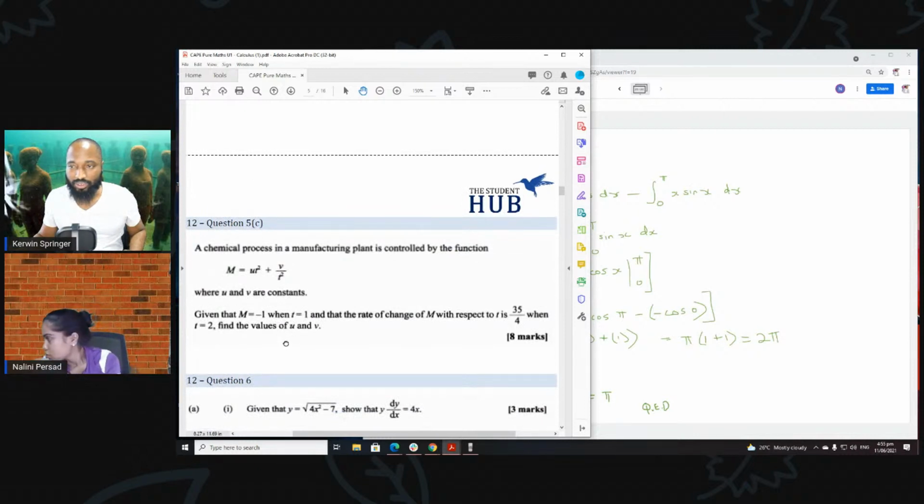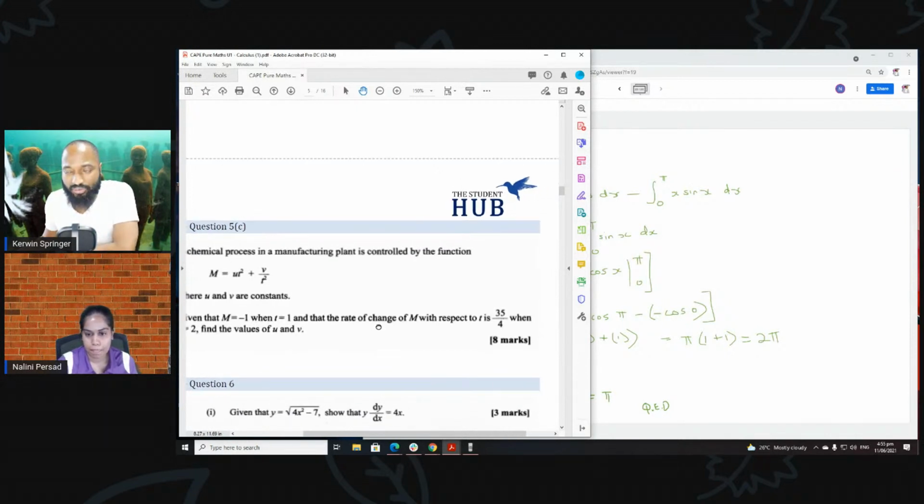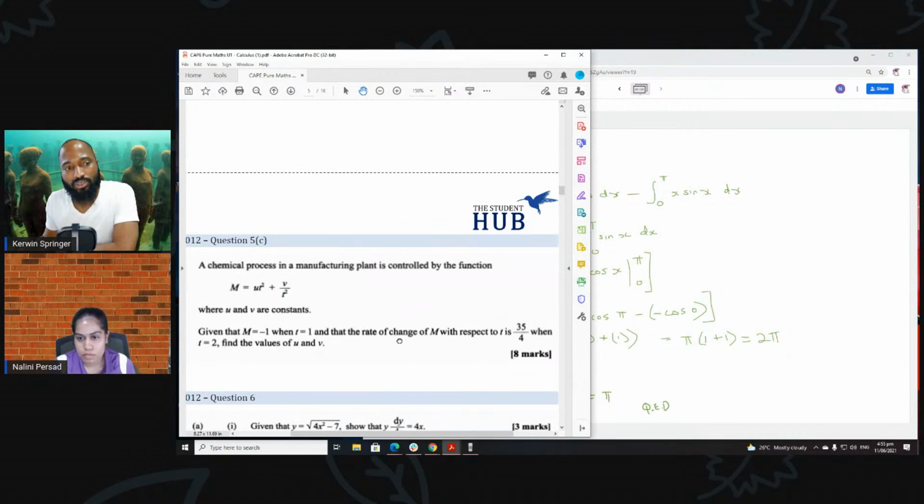I'll swing back to that question in the meanwhile. What I do, when I need a question: a chemical process in a manufacturing plant is controlled by this function where u and v are constants, given that m is equal to -1 and t is equal to 1, and the rate of change of m with respect to t is 35/4 when t is equal to 2.